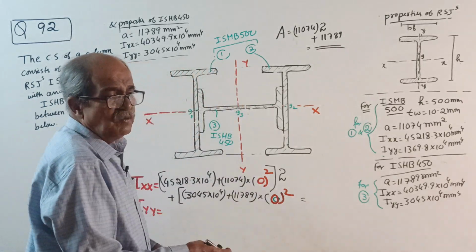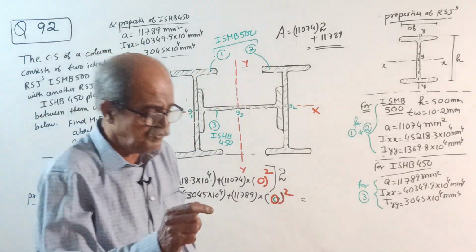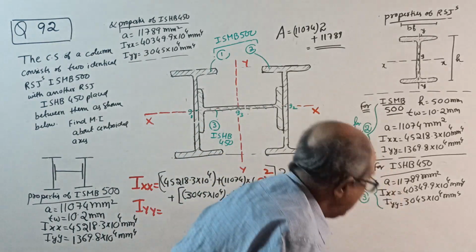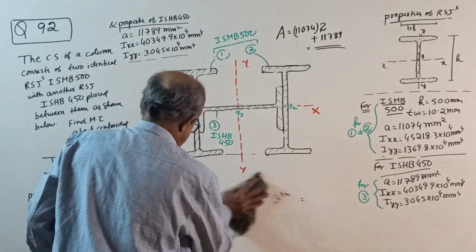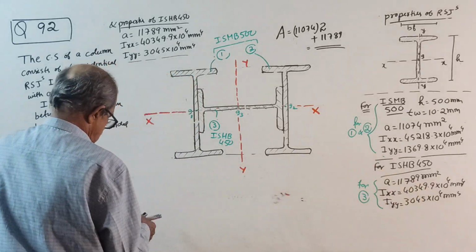Now, IYY, I want a little more space. So what I will do, IXX I will rub out now. Already over now. See, now IYY. Be very careful. IYY.